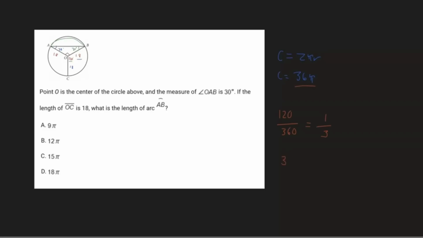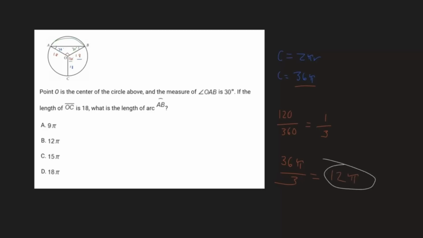let's just divide this by 3, because we know that this angle represents a third of it. And so we can just do 36 over 3, which is 12, and keep the pi, so we don't have to simplify it completely. And so our final answer here is going to be 12 pi, and let's see, it does match up with answer choice B, and therefore that is our answer.